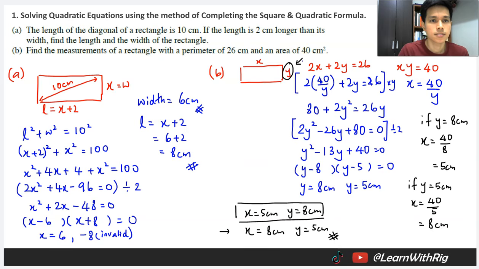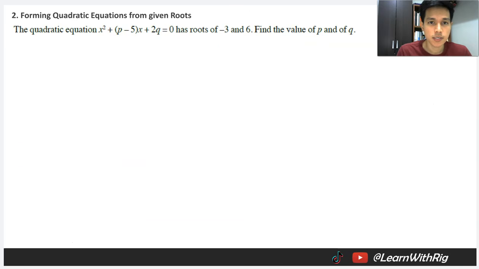Next. The quadratic equation x squared plus p minus 5x plus 2q is equal to 0 has roots of minus 3 and 6. Find the value of p and q. So they gave you the roots. What is roots? Roots means the x value. So in other words, they are telling you x1 is equal to negative 3, x2 is equal to 6. Okay, so you got two values here. Now, there are many ways to solve this. But I'm going to show you two very simple ways. I'll try to keep it as simple as possible.